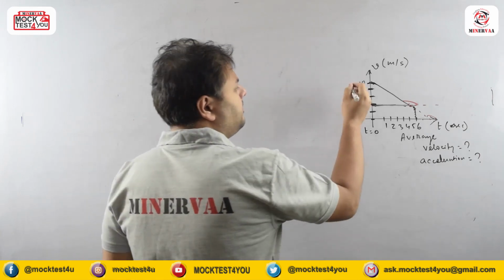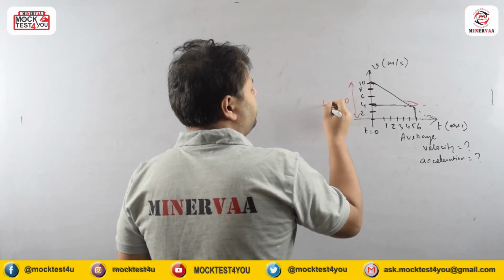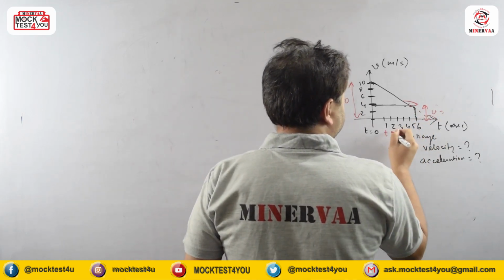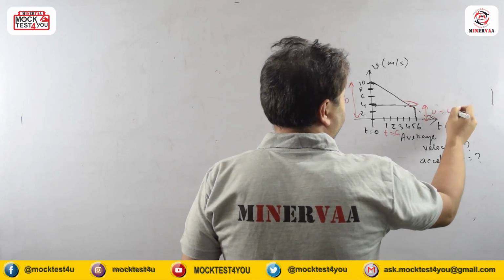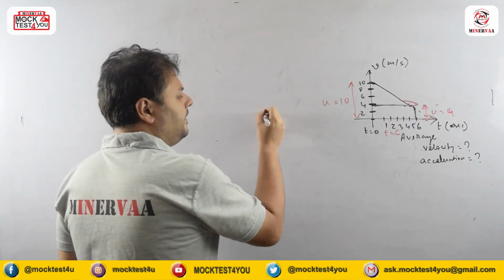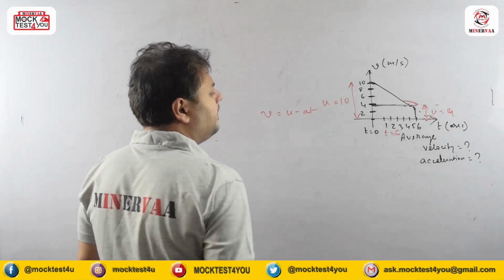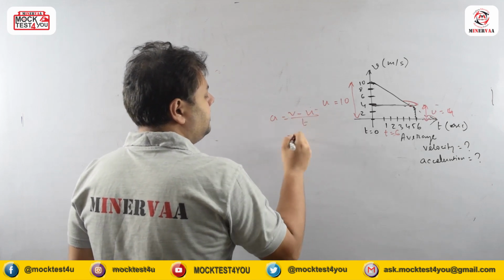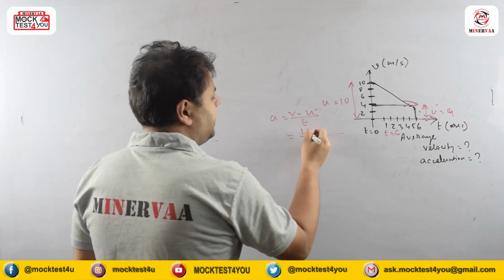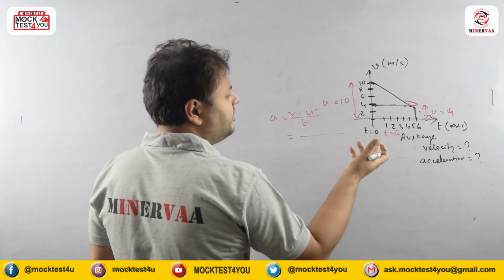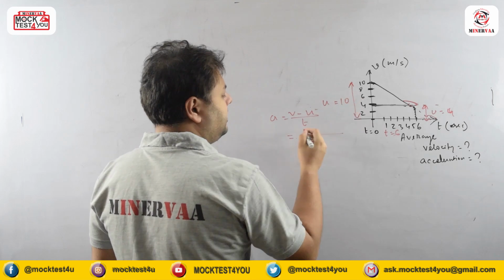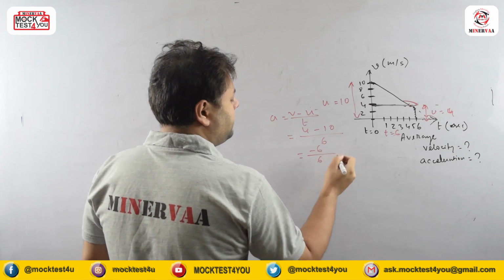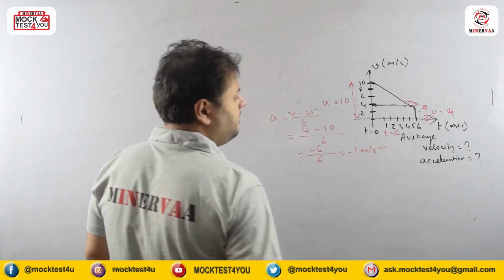Here the maximum velocity is 10, which I can take as u, and the minimum velocity I am getting after a time t, that t is 6 seconds, that v is 4. So actually what I am getting, we know that v equals u minus at, or you can write the acceleration as v minus u by t. Here u is 10, because velocity is decreasing, so it's 4 minus 10 by 6. So it is simply minus 6 by 6, so it is minus 1 meter per second square.